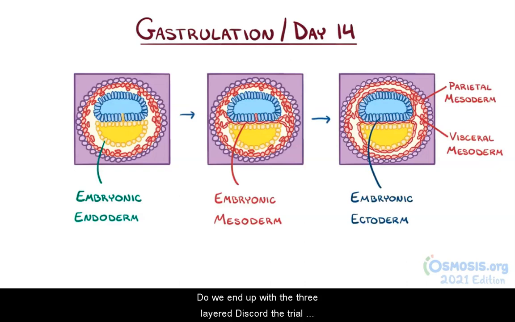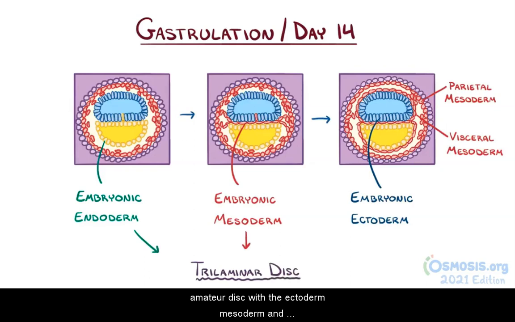So we end up with a three-layer disc called the trilaminar disc, with the ectoderm, mesoderm, and endoderm layers. These cell layers, called the germ layers, are multipotent, meaning that they can differentiate into any tissue or organ.